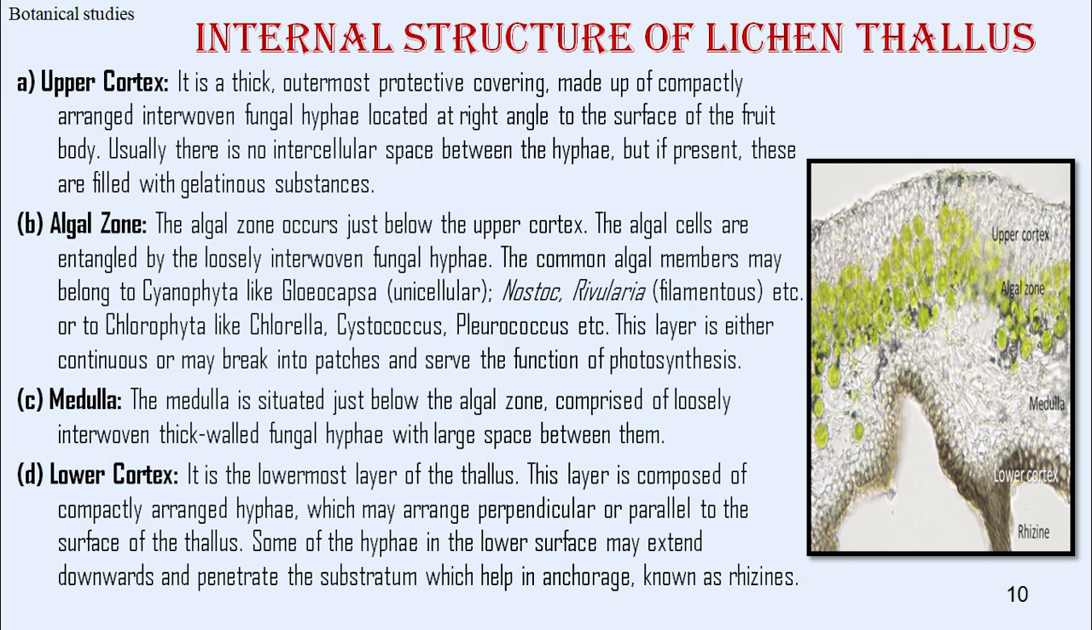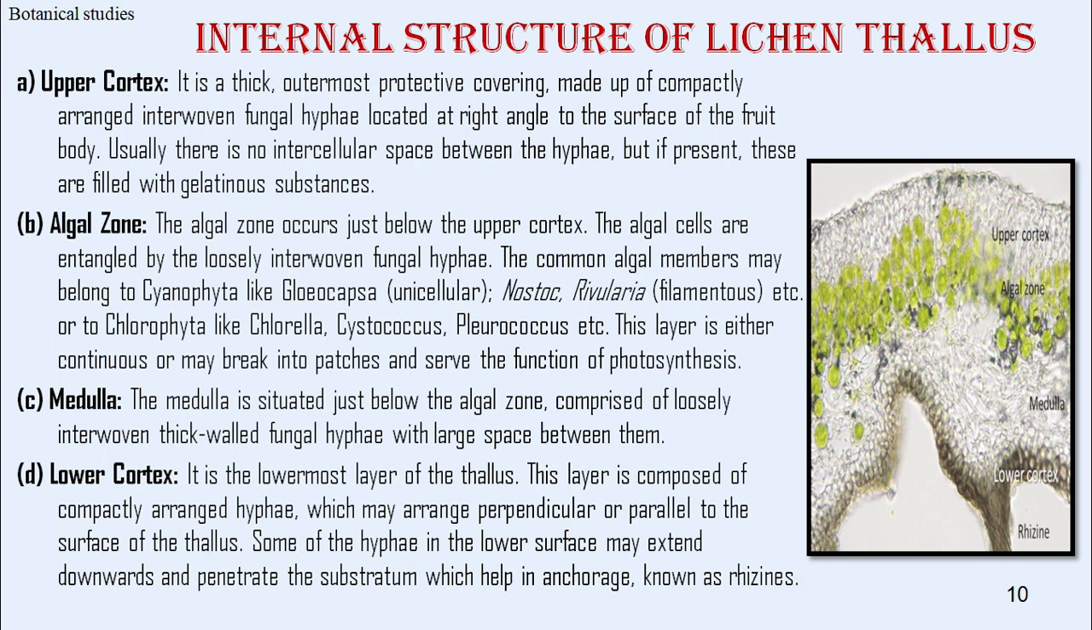The algal zone occurs just below the upper cortex. The algal cells are entangled by the loosely interwoven fungal hyphae. The common algal members may belong to cyanophyta like Gloeocapsa, Nostoc, Rivularia, etc., or to chlorophyta like Chlorella, Cystococcus, Pleurococcus, etc. This layer is either continuous or may break into patches and serves the function of photosynthesis.